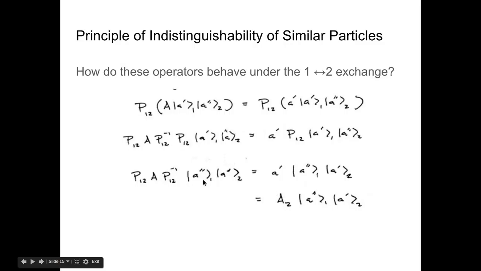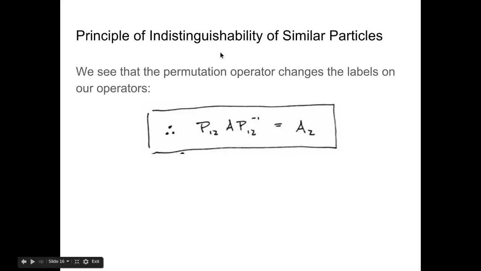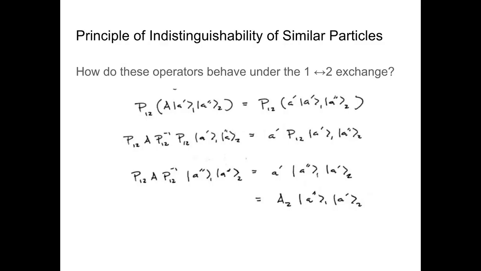At that point, I've got identical states on the left and right-hand side, and I can write down an operator identity. What we see is that when we sandwich our operator A1 between P12 and P12 inverse, in other words, if we're doing a similarity transformation, we get the operator A2. So this permutation operator is basically changing the labels on our operators in this two-particle state. A lot of times we're going to focus on the two-particle state, but everything I'm saying here is applicable to states with 3, 4, 5, however many particles you want.